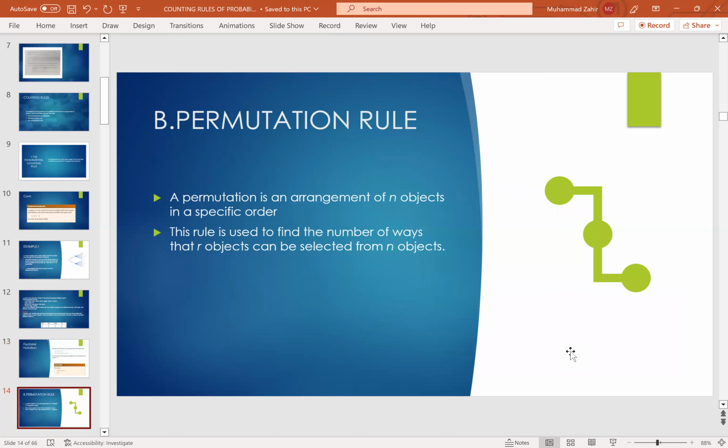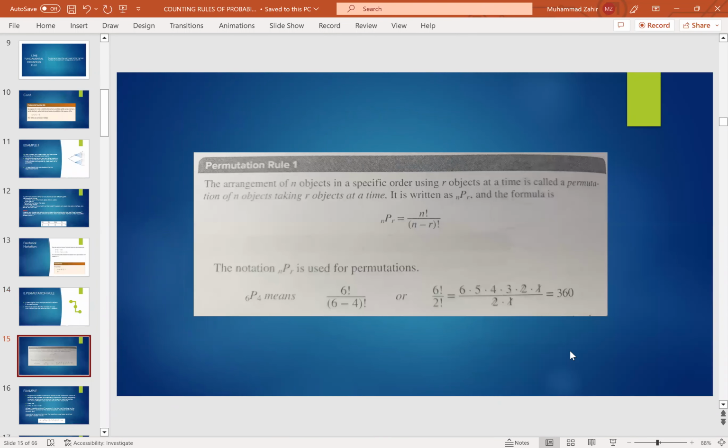Permutation rule. A permutation is an arrangement of n objects in a specific order. This point is important in the permutation rule: the objects are in a specific order. This rule is used to find the number of ways that r objects can be selected from the n objects. Permutation rule 1.